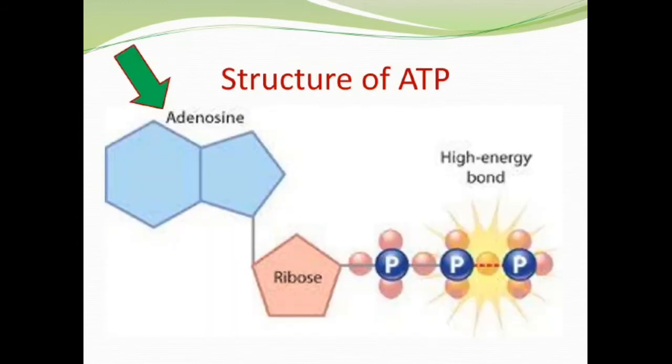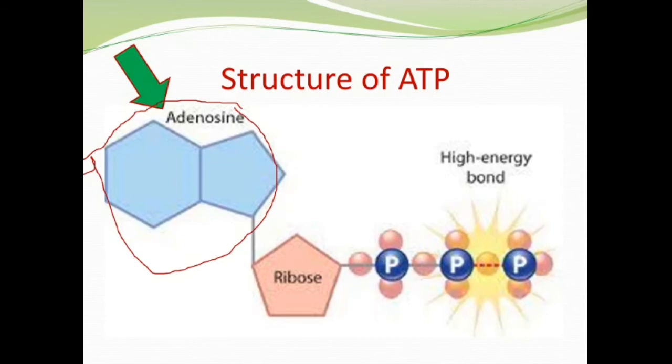Let's talk about the structure of ATP. As you can see, the structure of ATP is based on three basic structures. I'll discuss the first structure, that is adenosine. Now, adenosine is basically a nitrogenous base, which is showing you two rings. I'll highlight that area to make sure that we are talking about adenosine in this figure.